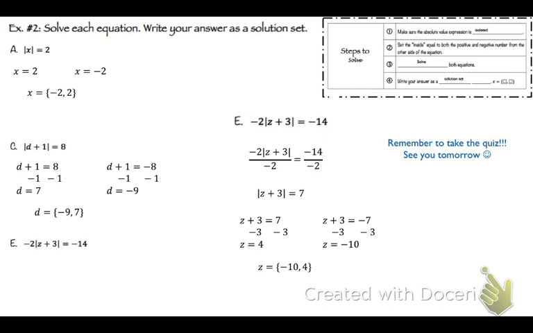The biggest things from this, if you're solving a proportion, you cross multiply. If you're solving an absolute value, isolate the absolute value, set it equal to the positive and to the negative.